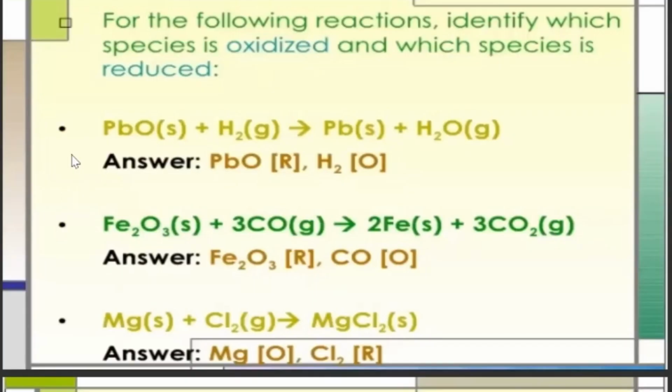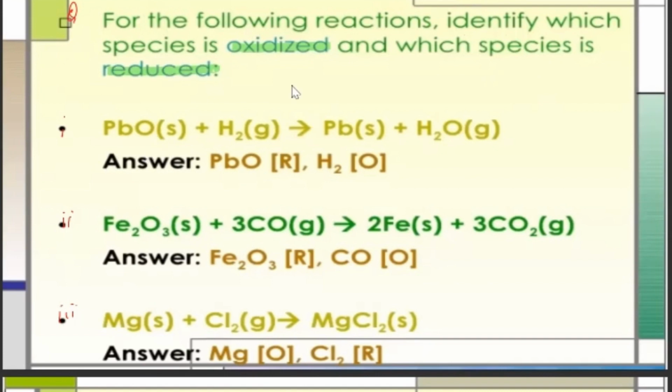We will be doing this exercise. The answers are already given here. The question says: for the following reactions, this is reaction 1, reaction 2, reaction 3, identify which species has been oxidized and which species has been reduced. The answers are already given, so you have to explain it and work it out.